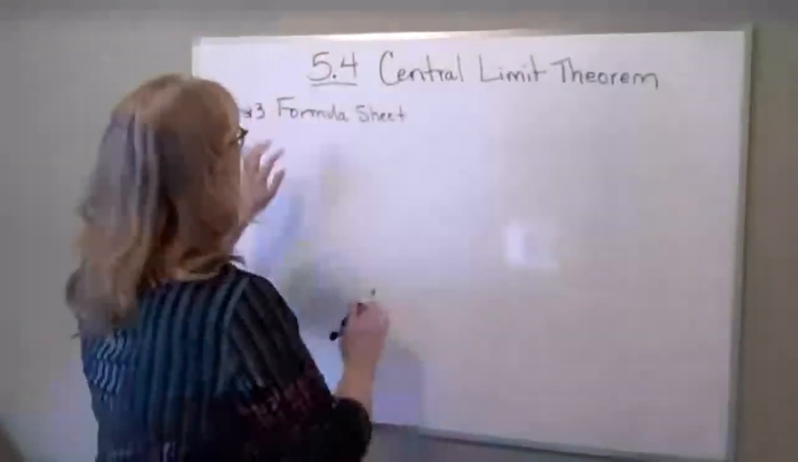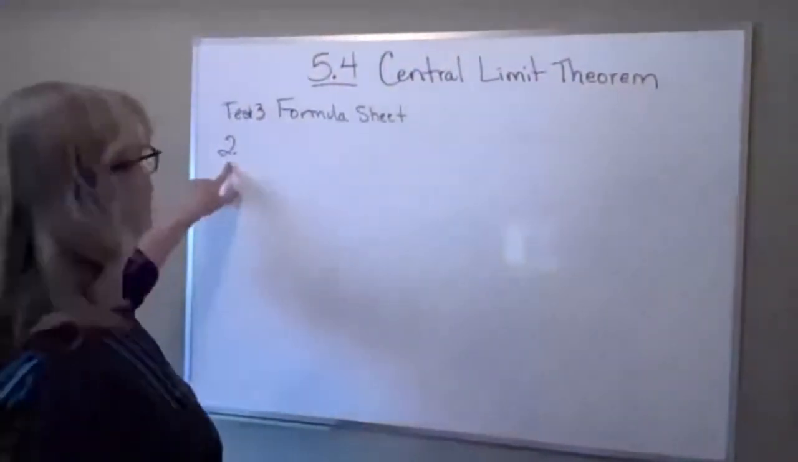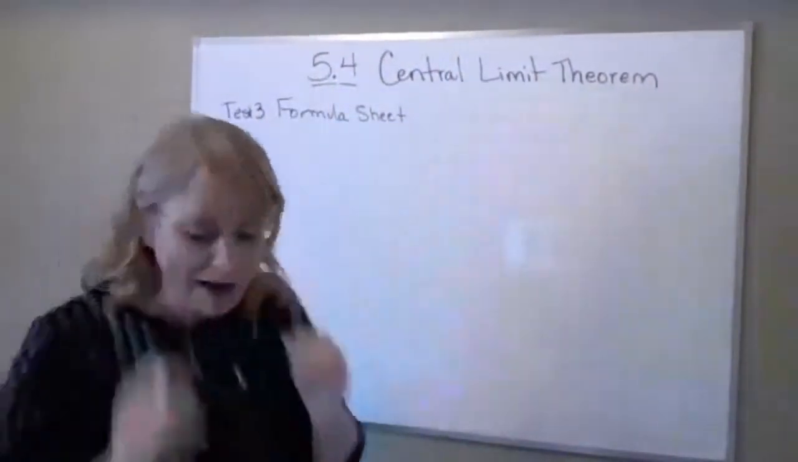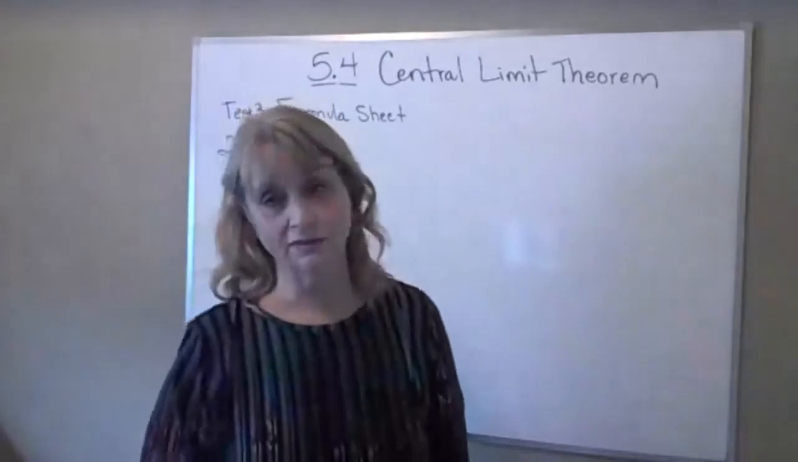Okay, I'm there. And you'll notice that number 2 has several parts. So this is the test 3 formula sheet. And all of number 2 go with section 5.4. And I just realized you can't see what I'm writing, so sorry about that. So on the test 3 formula sheet, all of number 2 go with section 5.4. The questions from 5.4 will be towards the end of the test.